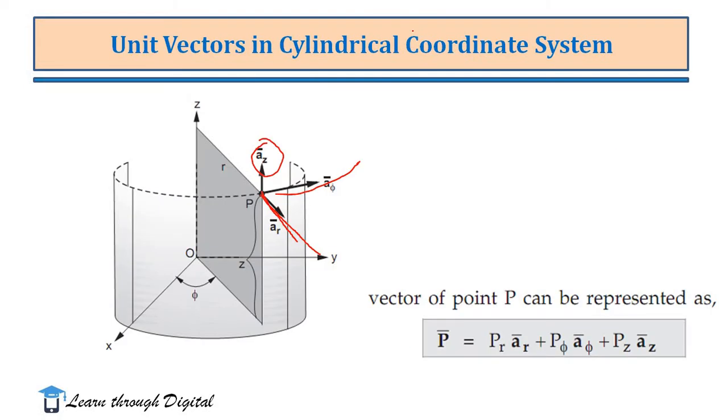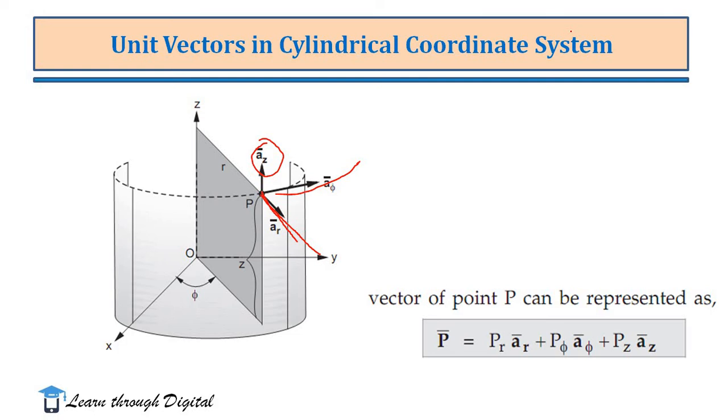Next, we are going to talk about unit vectors in the cylindrical coordinate system. Unit vectors or base vectors. The base vectors, similar to the Cartesian coordinate system, are three unit vectors in the r, phi and z directions, represented as a_r vector, a_phi vector and a_z vector respectively. These unit vectors are shown in this figure.